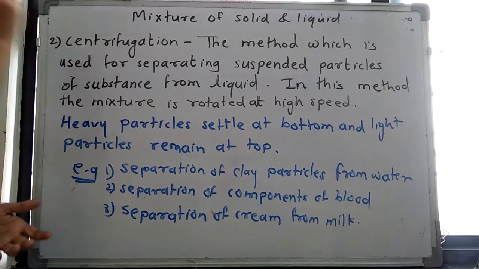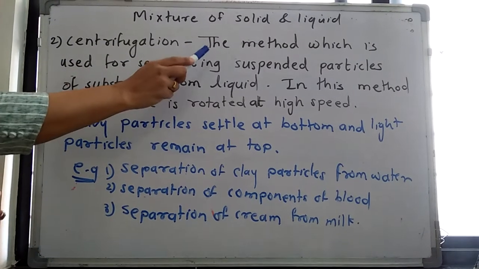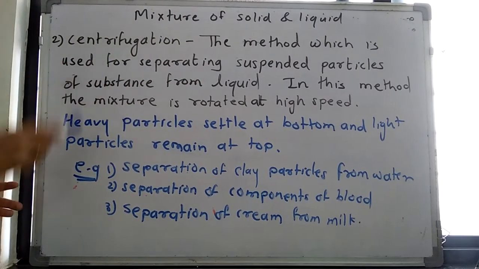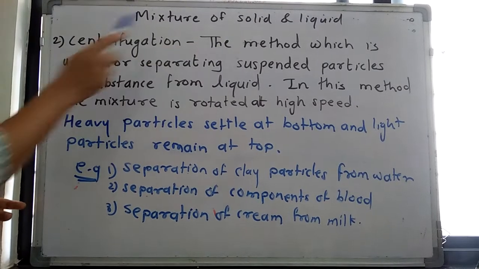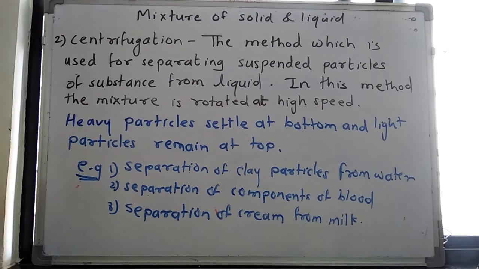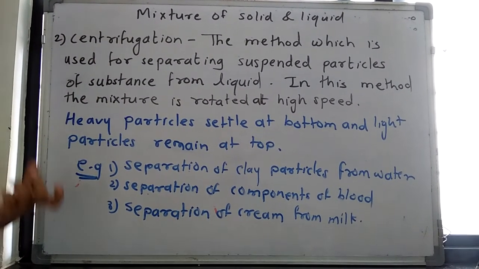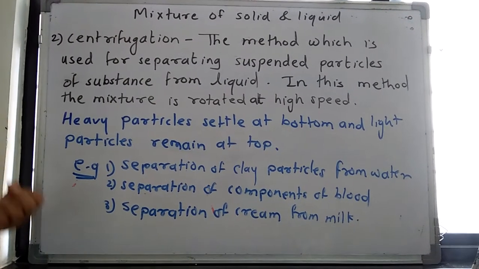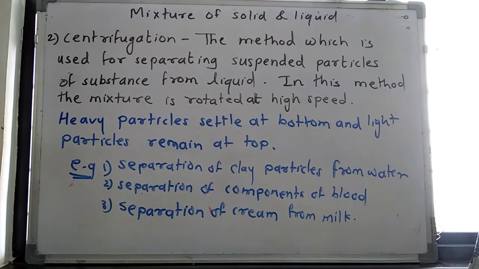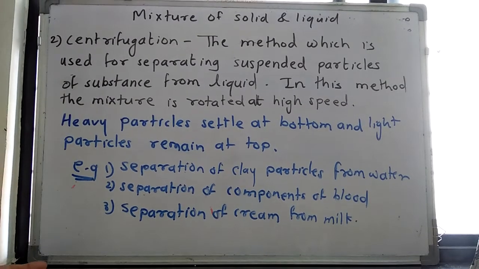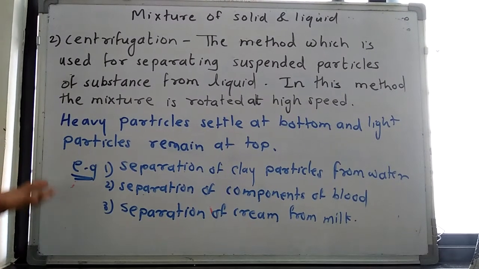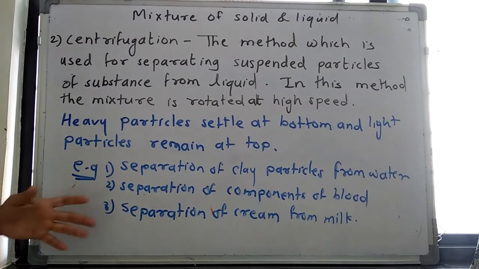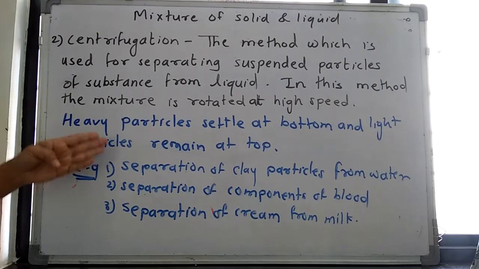So what is centrifugation? It is the method used for separating suspended particles of a substance from a liquid. In this method, we rotate the mixture very fast with high speed. After the rotation, what will happen? Heavy particles settle down and light particles remain at the top. So this method is used for the separation of these things.